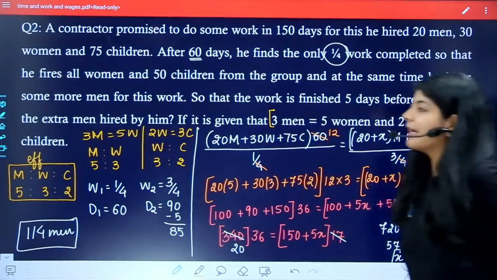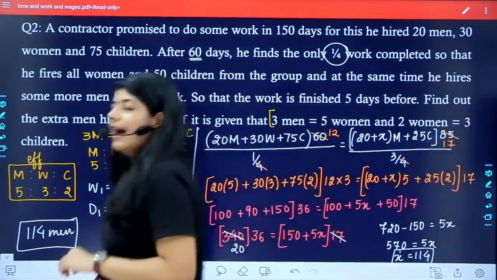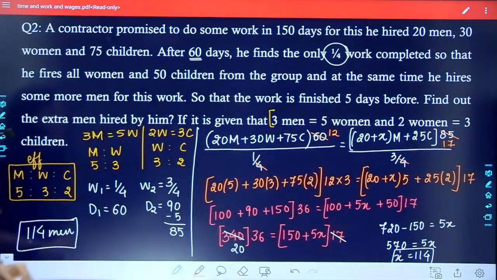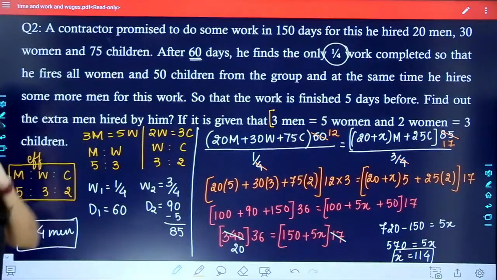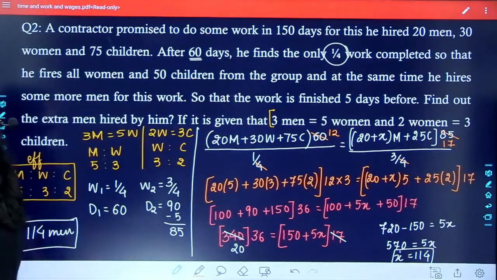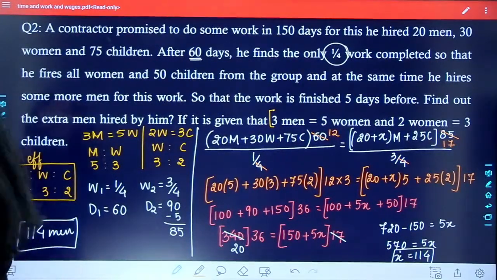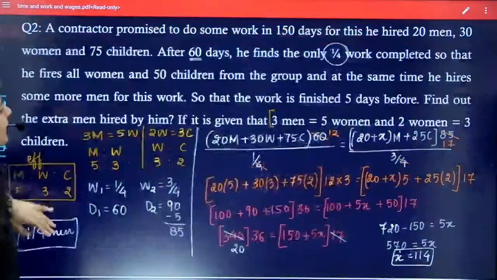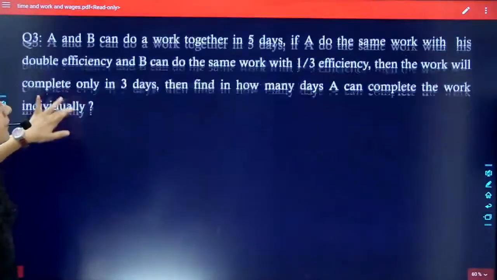So in this case, the contractor will hire 114 men after this situation. Is it clear to everyone? Okay, now let's move to the next question, question number 3.